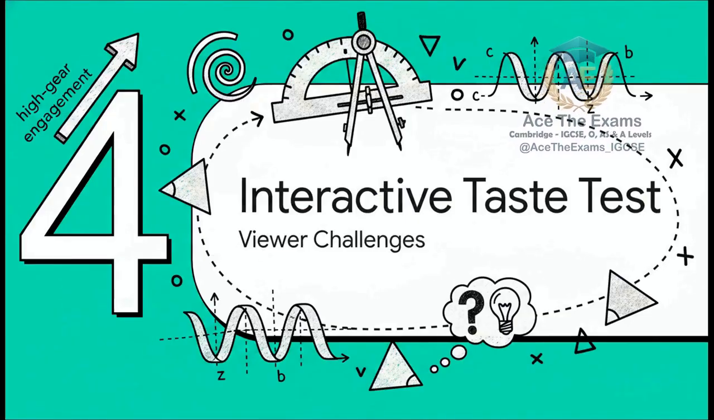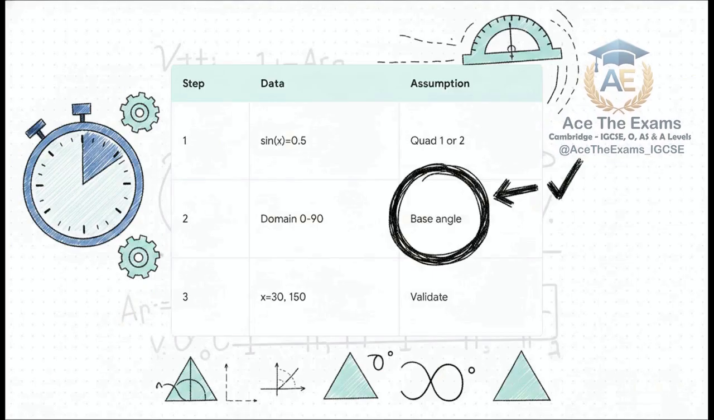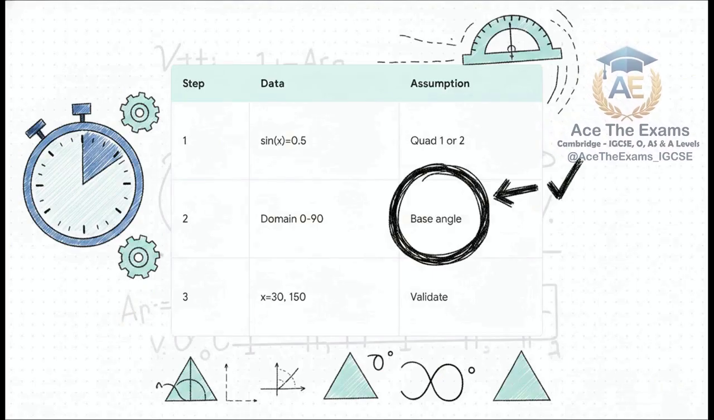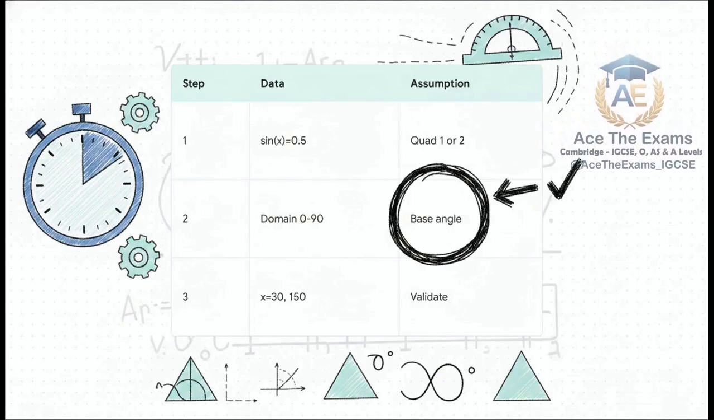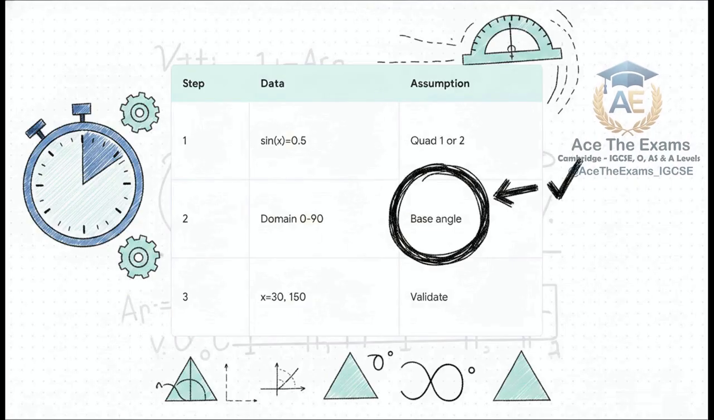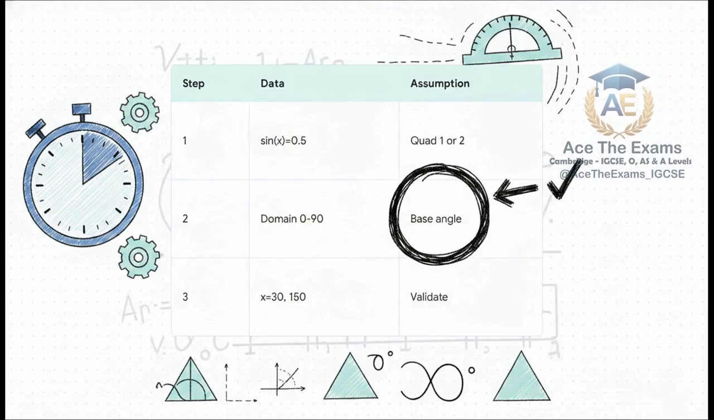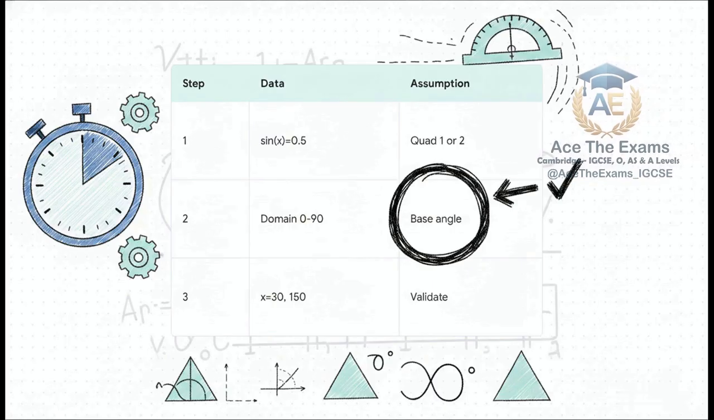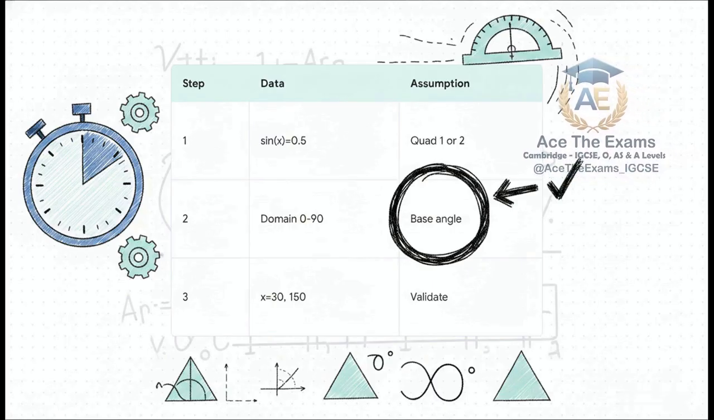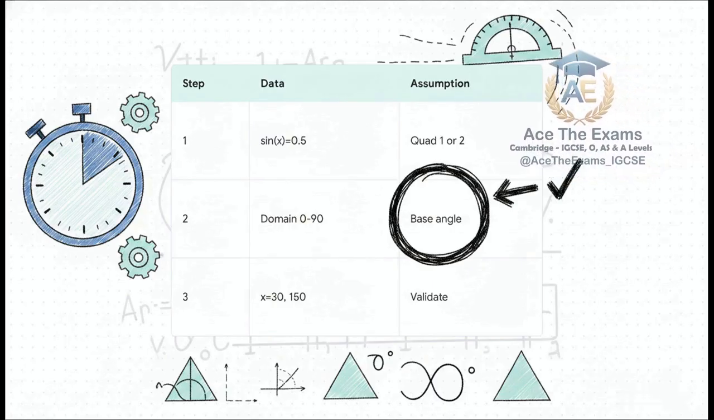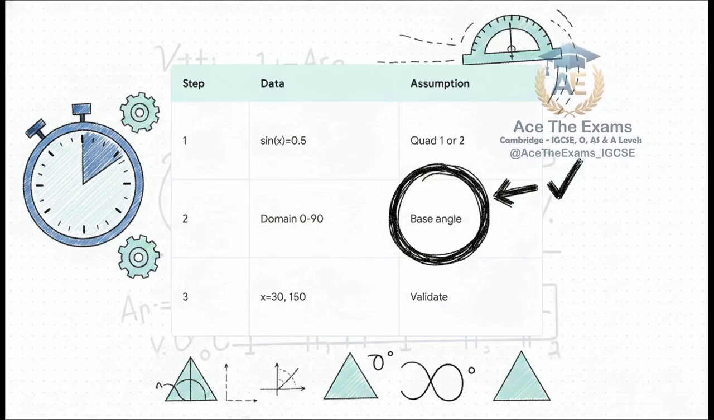Section 4. It's time for our interactive taste test. Let's do some viewer challenges. Okay, here is challenge 1. I want you to imagine a 60-second visual countdown timer ticking down in your head right now. Your goal, find the winning argument point in this data table that secures the mark. Take a really close look at the extracted data where sin x equals 0.5, and then look at the logical assumptions listed right next to it.